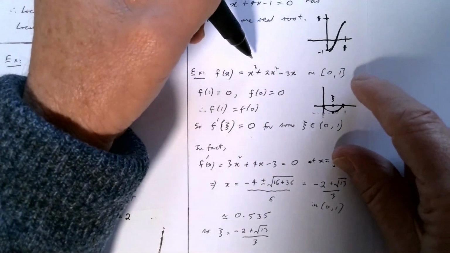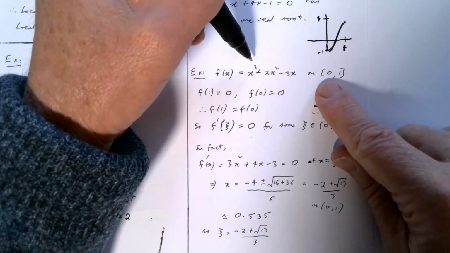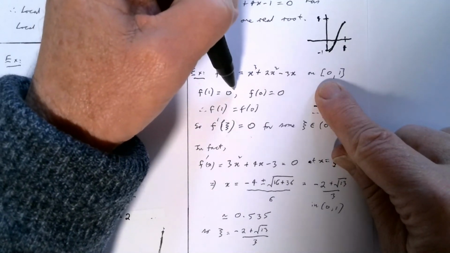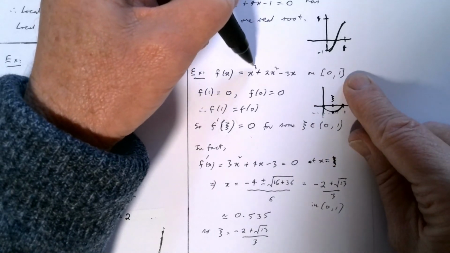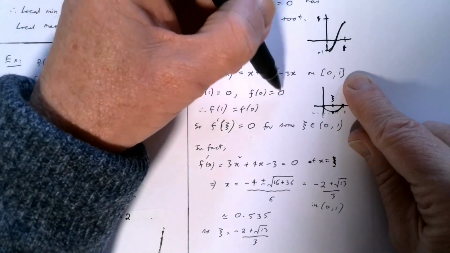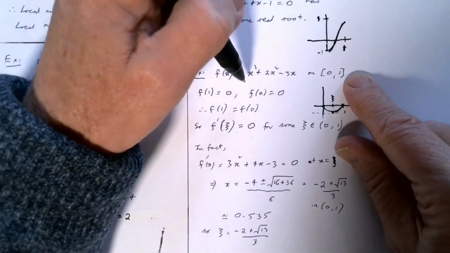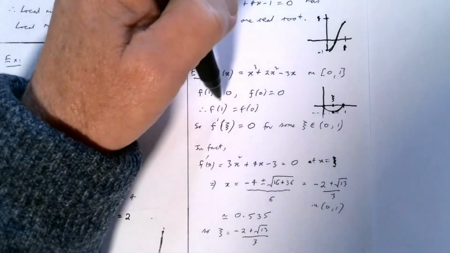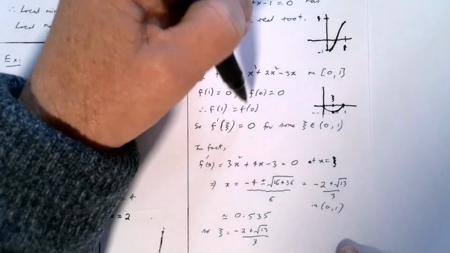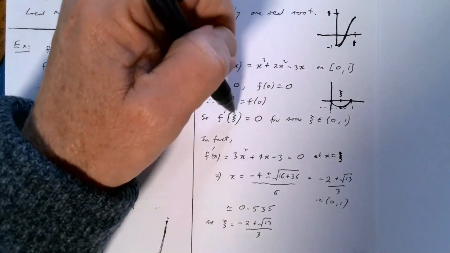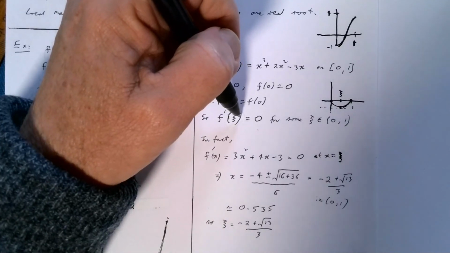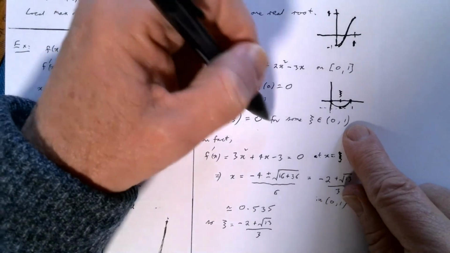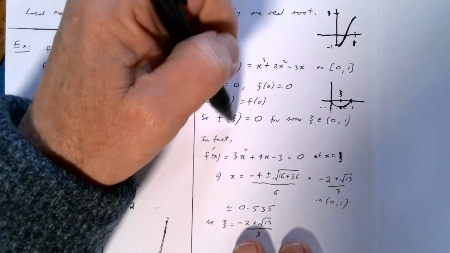To check Rolle's theorem, I've got to check what happens at the two endpoints. If I put x as 0 in, you get 0 plus 0 minus 0, which is 0. You put x as 1 in, you get 1 plus 2 is 3, minus 3 is 0. So the values at the two endpoints are the same: f of 1 equals f of 0. So Rolle's theorem says there's got to be a psi somewhere in between so that the derivative is 0 at that point.